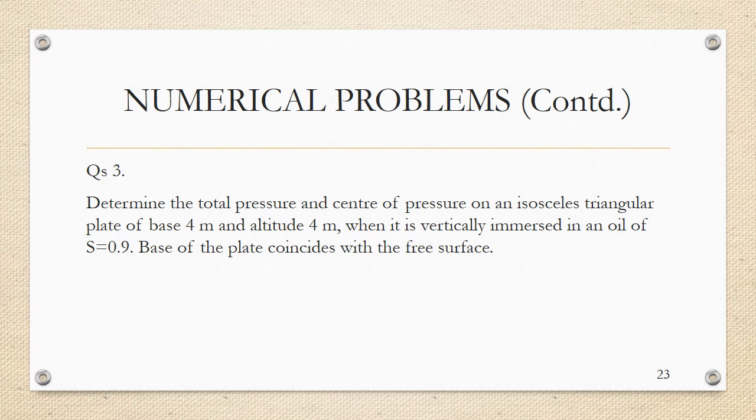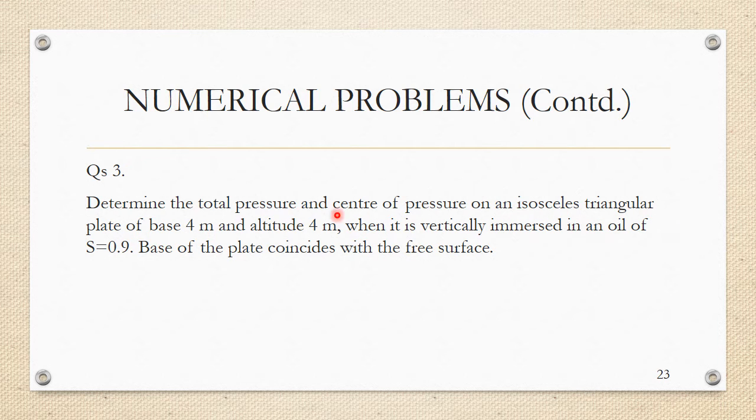Determine the total pressure and center of pressure on an isosceles triangular plate of base 4 meter and altitude 4 meter when it is vertically immersed in an oil of S equal to 0.9. This is important. The base of the plate coincides with the free surface. That is the plate base. The plate is upside down inside the liquid. The base is coinciding with the free surface, and it's not immersed in water this time.